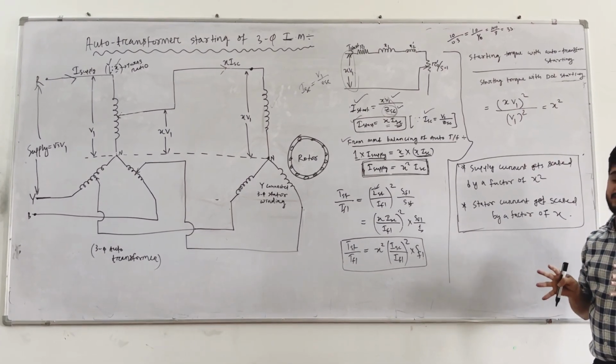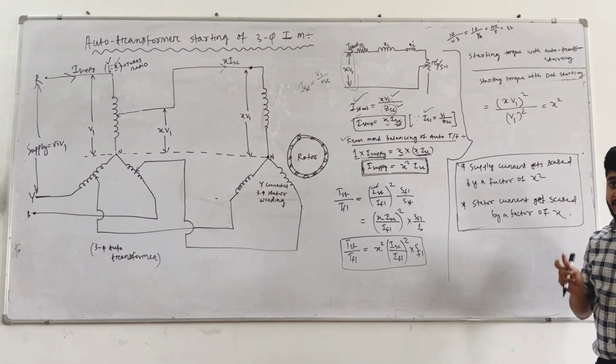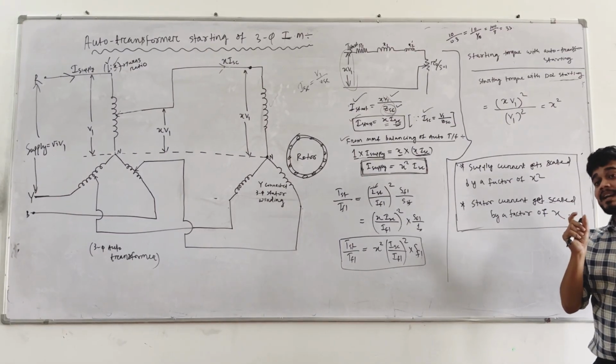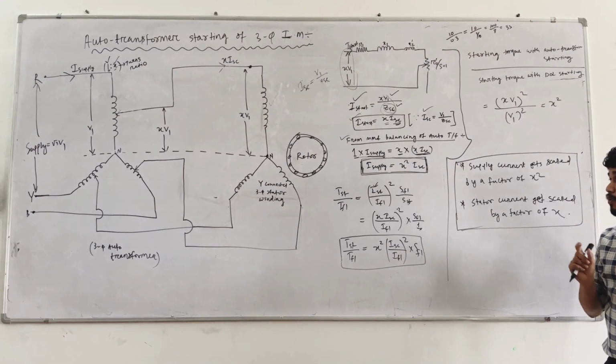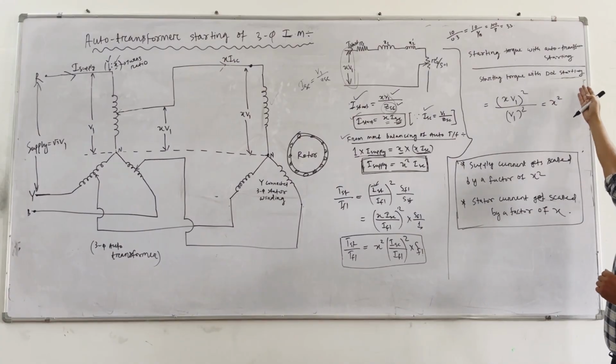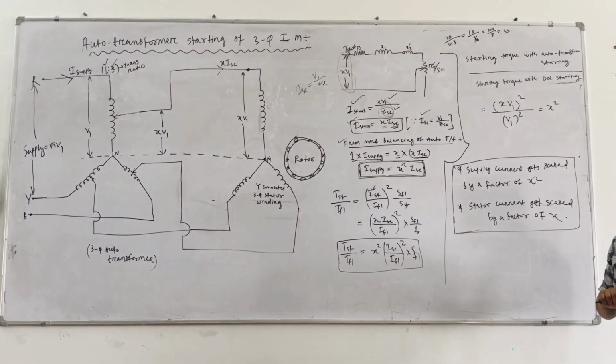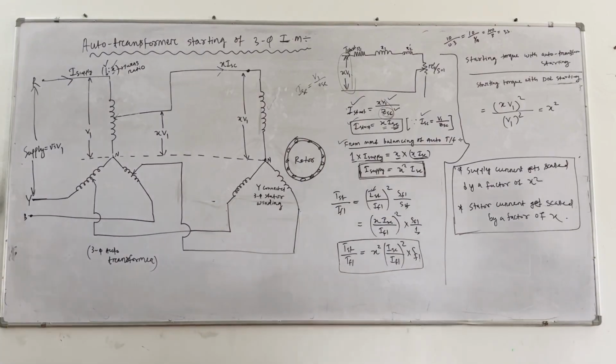That is the relation of starting torque between the two methods. Okay, the X square is the relation factor which relates the starting torque in auto transformer starting and the starting torque with DOL starting. The ratio is always equal to X square. Everyone understood?